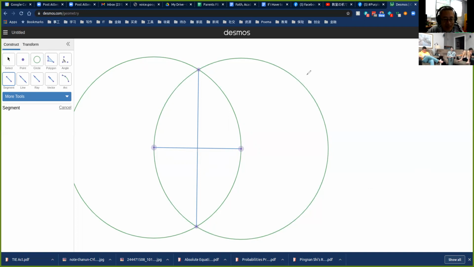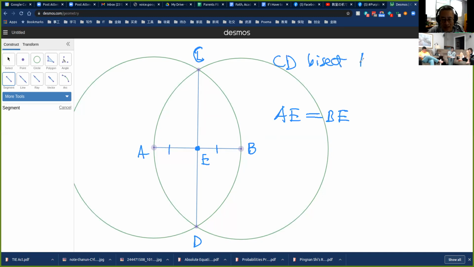Okay, so we're saying we've got line AB, and we draw the line, say CD. And we say that CD perfectly bisects it. Let's say this point is our E. We are saying AE is congruent to BE. So basically CD bisects, which means cuts in half, line segment AB.